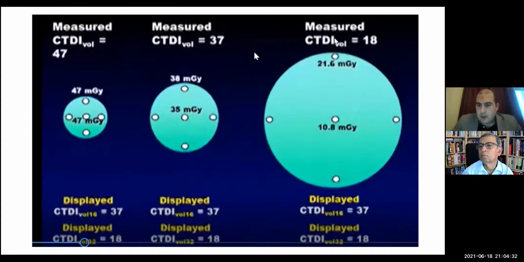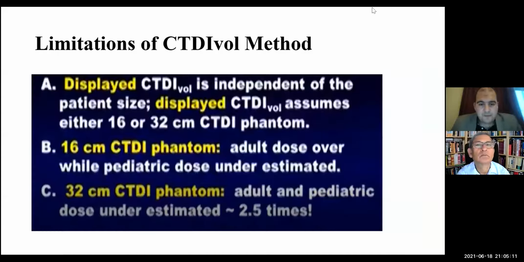Here, using the 32 centimeter phantom, CTDI volume becomes 18, this is measured. But using a different phantom, 16 centimeters, the displayed CTDI volume will become overestimated, 32.7. So now the displayed CTDI volume is not patient size dependent. So you have to take care of this point, okay? That's the reason why we are saying that CTDI volume is not patient dose, but an indicator for whether the output or the patient dose is high or low. So displayed CTDI volume is independent of the patient size.